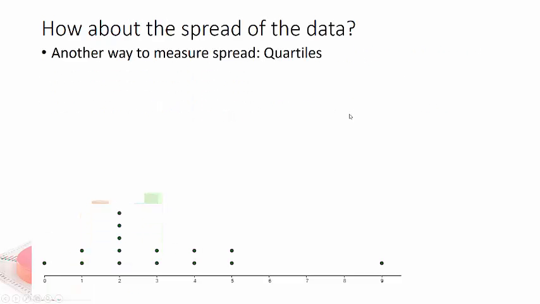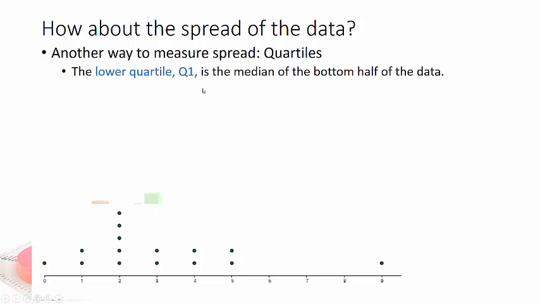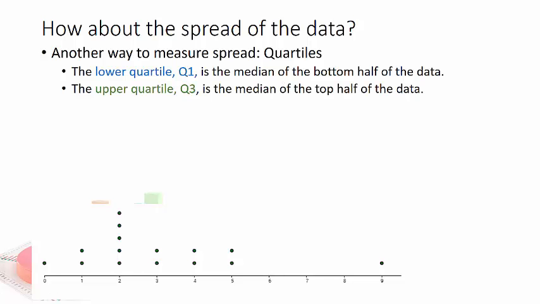And the other way to measure this is called quartiles. The lower quartile, Q1, is the median of the bottom half of the data. The upper quartile is the median of the top half of the data. And if there are an odd number of values, you're actually going to repeat the median. So let's bring back the example we were working on.